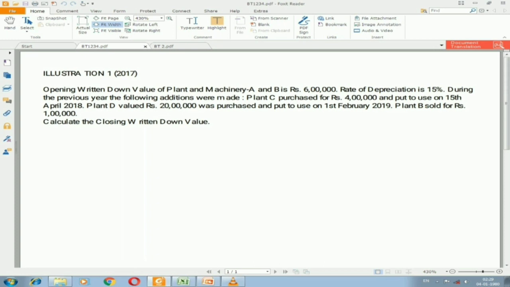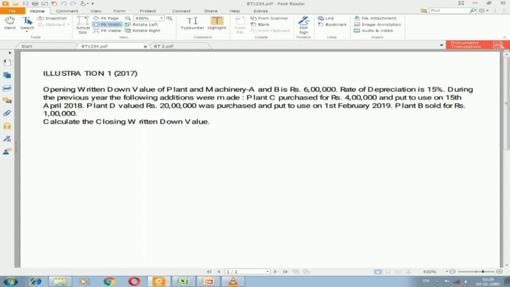2018-19. So here we are going to calculate depreciation. In the problem we have the opening written down value of plant and machinery A and B. So the fixed asset is plant and machinery, which is A and B, for 6 lakh as given. For depreciation they have given only one particular rate, which is 15%. During the previous year they have made some additions, nothing but purchases. They have purchased plant C for 4 lakh, as well as plant D for 20 lakhs. They have given the dates also when they started using them, and we also have the sale of one particular asset, that is plant B, which is sold in the particular previous year.